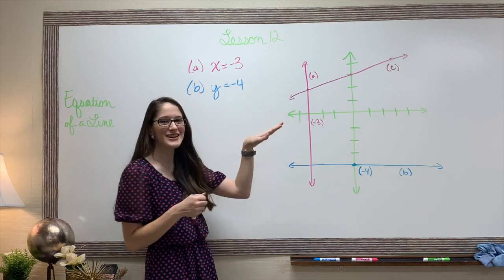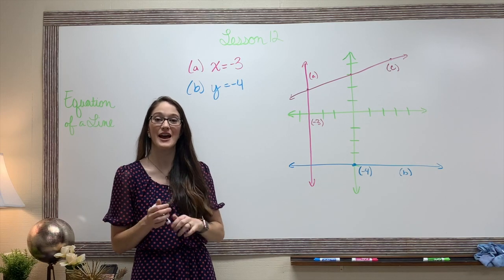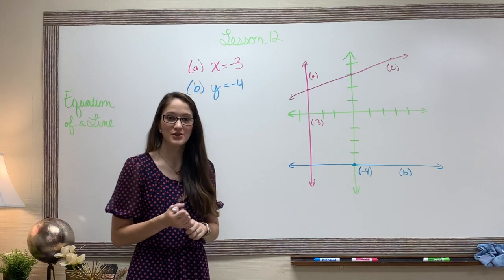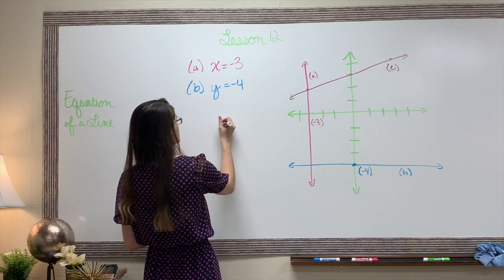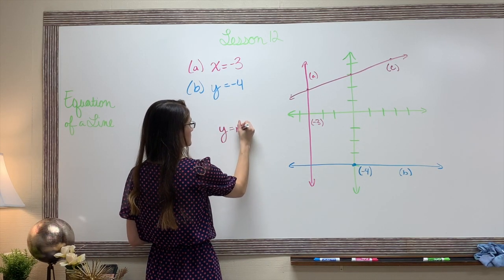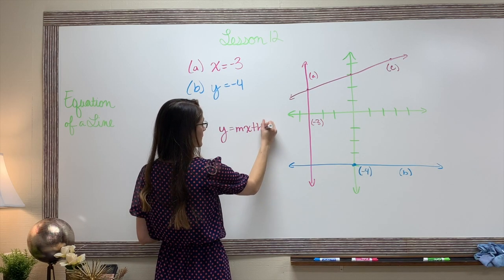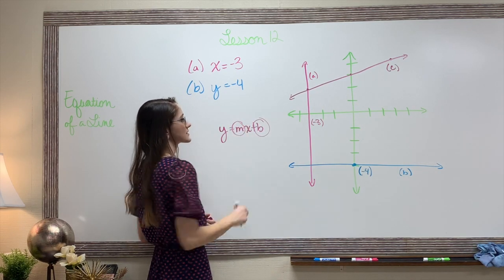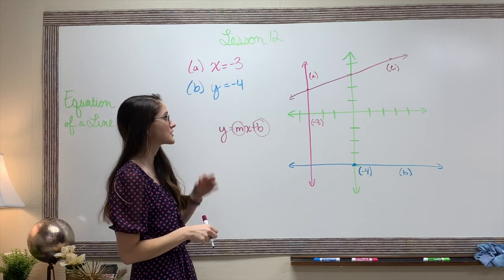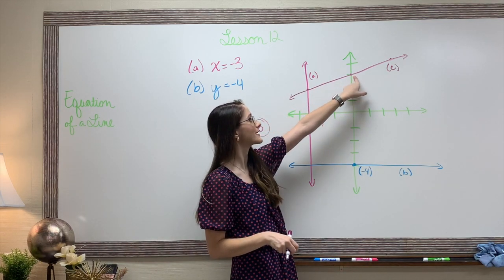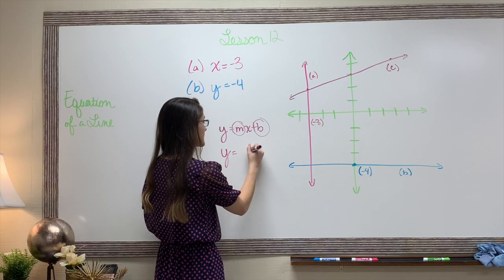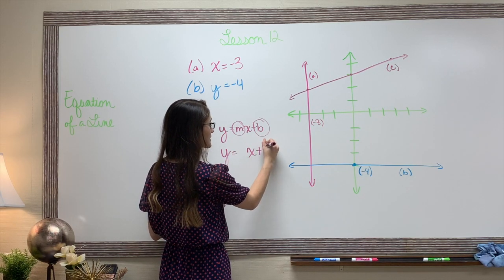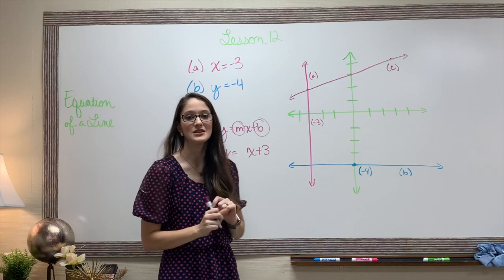Okay, but line C is different. That is one that we have been working with. So we're going to use our formula y equals mx plus b. And I need to find 2 things, my slope and my y-intercept. First off, I see that my y-intercept is at +3. So y equals something x plus 3. So now we just need to find our slope.